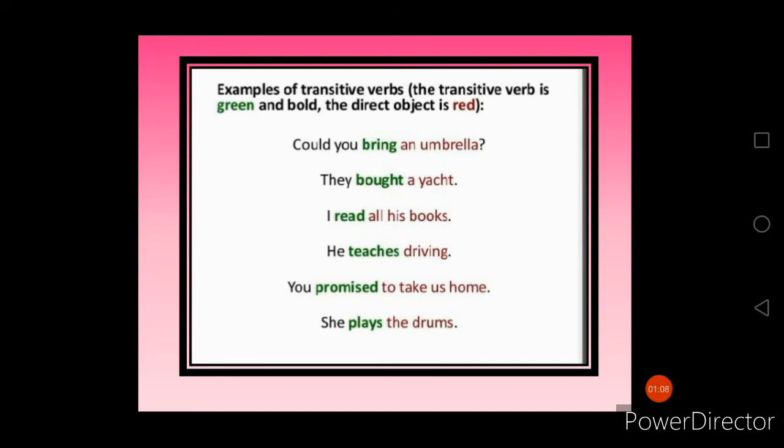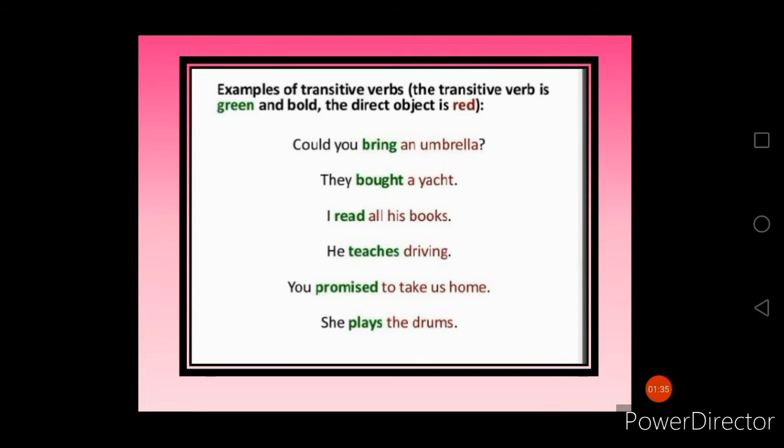Good. Okay, see the next example. They bought a yacht. What do you mean by yacht, ma? Yes, yacht means padagu, right? So here the subject is they. Okay, verb is bought. Very good. So what he bought? Yacht. So there is an object present in this sentence after a verb. So this verb is considered as a transitive verb.